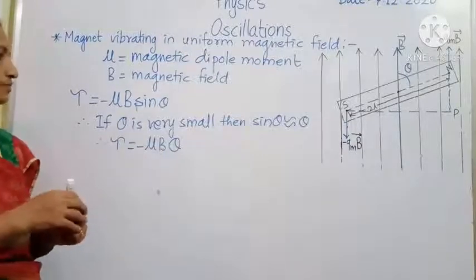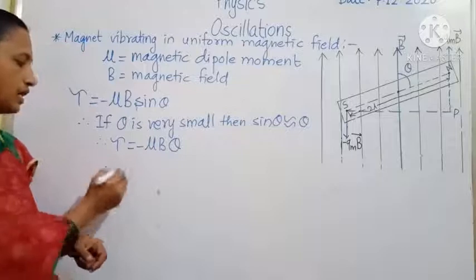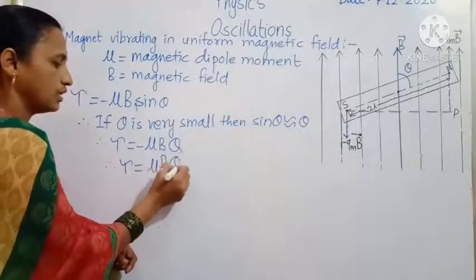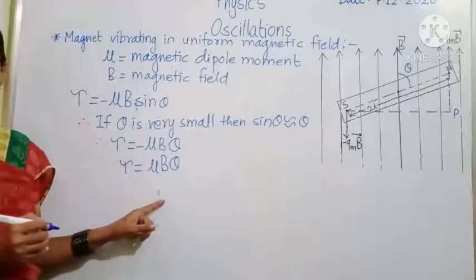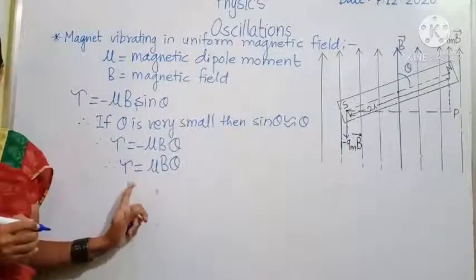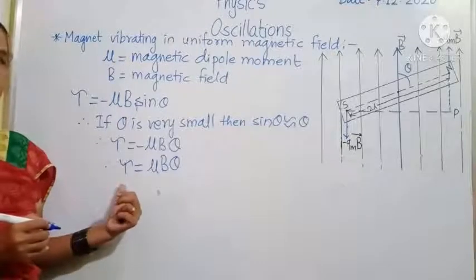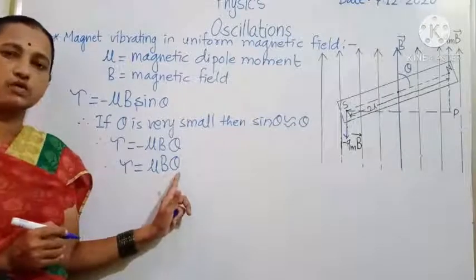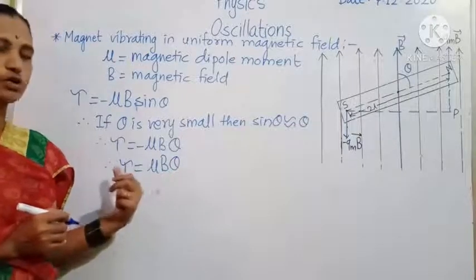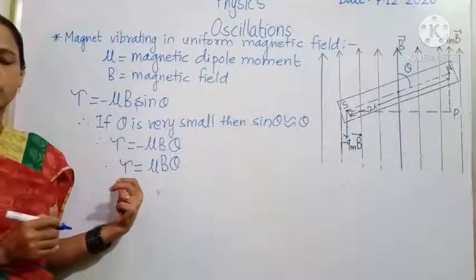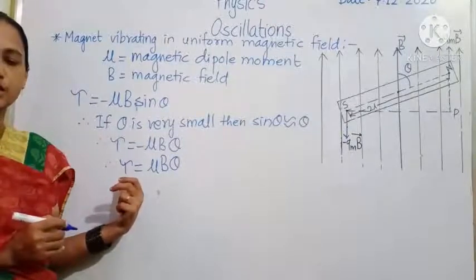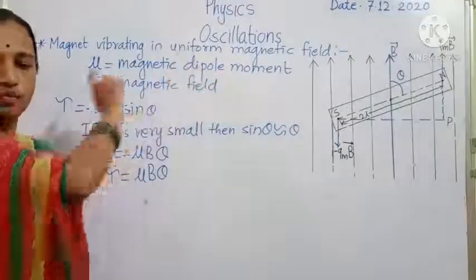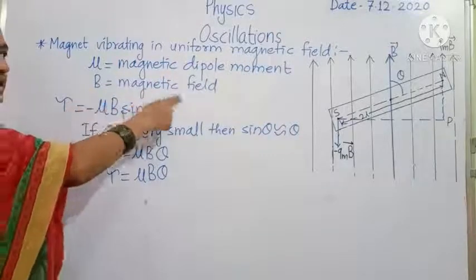When we take only the magnitude, we write tau is equal to mu B theta in case of the magnet. For clockwise angular displacement theta, the restoring torque is in an anti-clockwise direction. Means if our theta is in the clockwise direction, then our restoring torque will be in the anti-clockwise direction. Let mu is the magnetic dipole moment and B is the magnetic field.